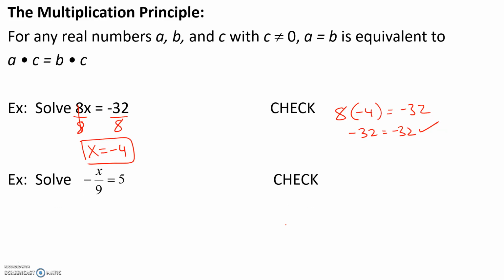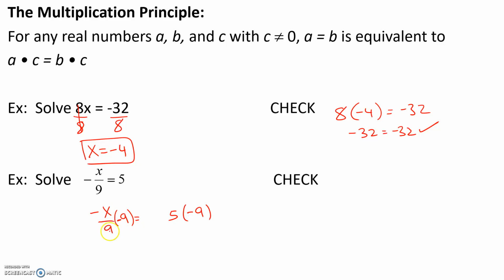Let's solve negative x over 9 equals 5. Let me rewrite this. Negative x over 9 equals 5. Now in this case, the x is being divided by 9. The inverse operation of dividing is multiplying. So we would multiply each side by 9. But look what happens. If you multiply just by 9, the negative sign is still there. So to change the negative sign to a positive, we would multiply each side by negative 9.